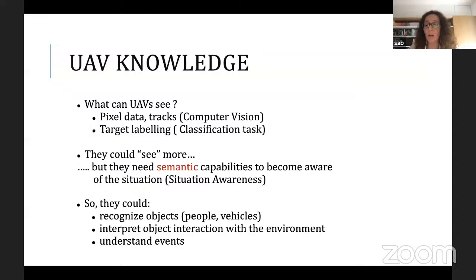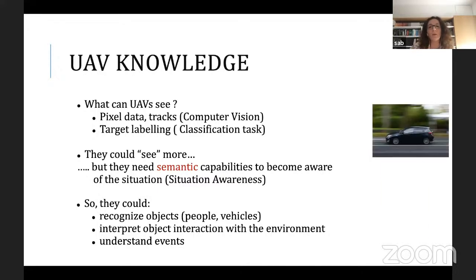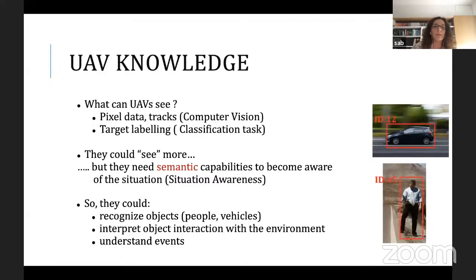So at this point, let me say, what can UAVs see? Just with the basic computer vision technique, we can say that a UAV can get pixel data and track. For instance, in this frame from a video sequence, I can get the bounding box of the moving object, and the ID that represents this object.